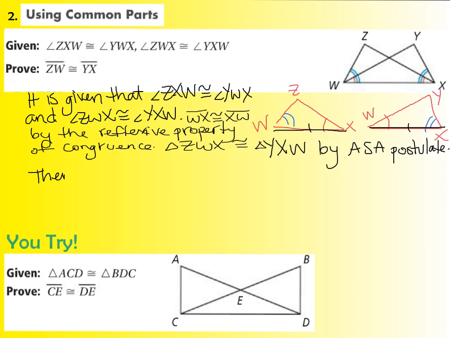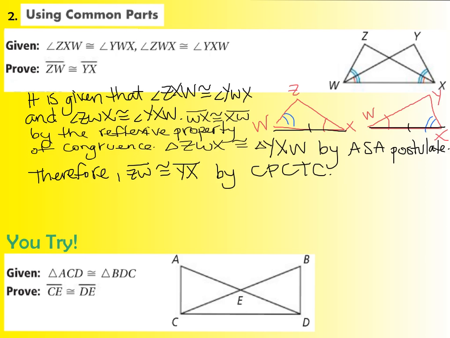Therefore, segment ZW is congruent to segment YX because corresponding parts of congruent triangles are congruent. We just proved the two triangles are congruent, so all of their corresponding parts are. So therefore, the segments are congruent by CPCTC.